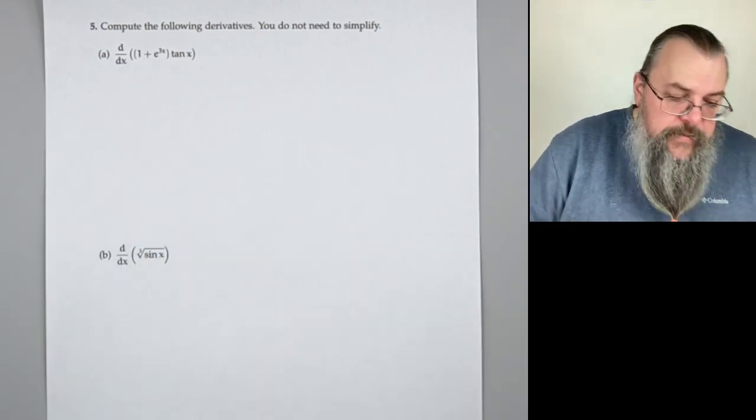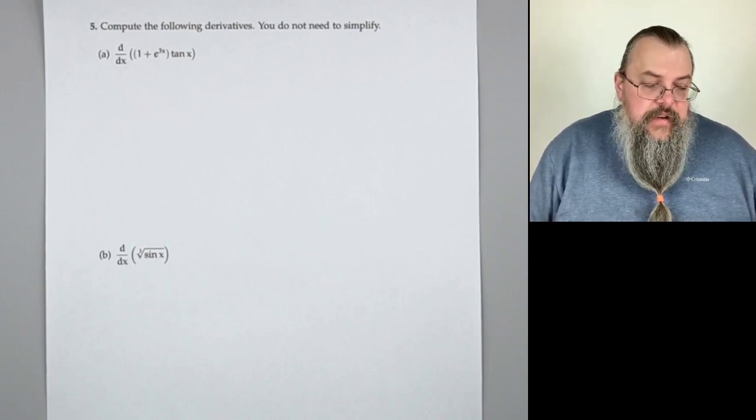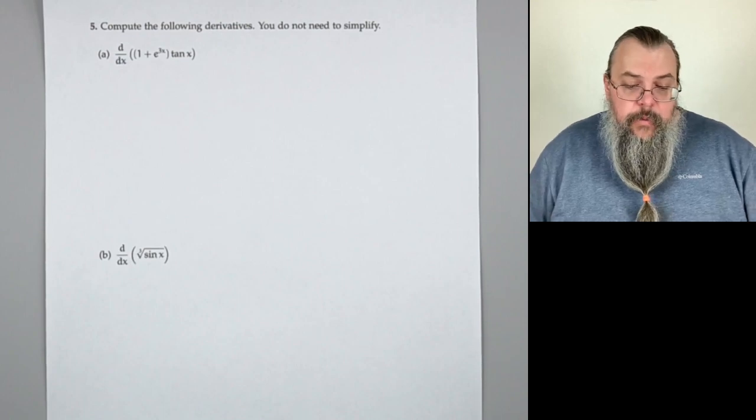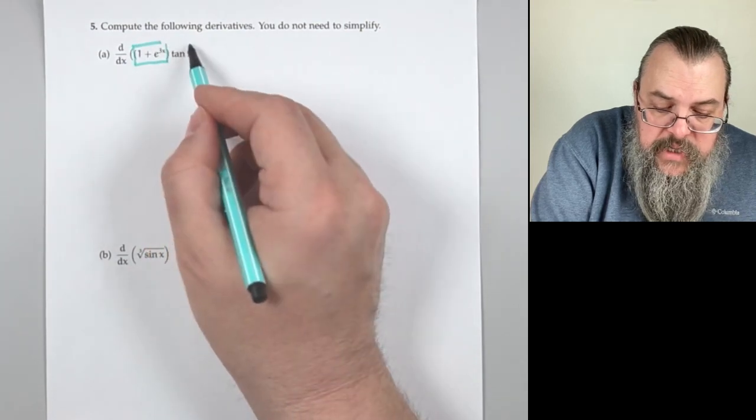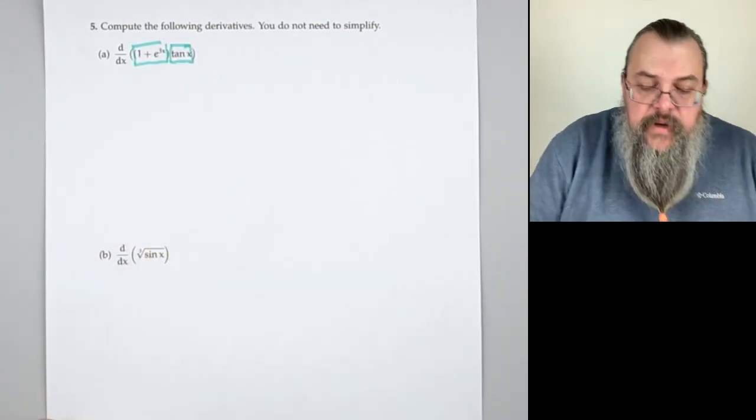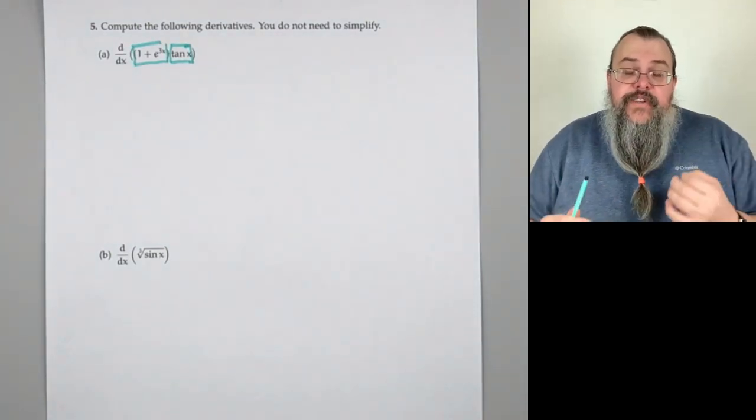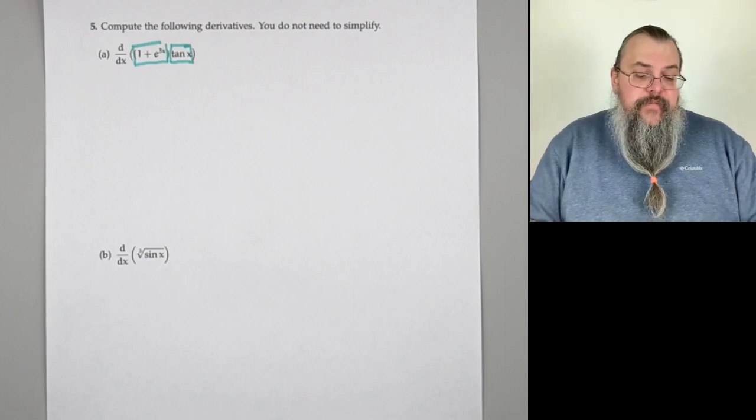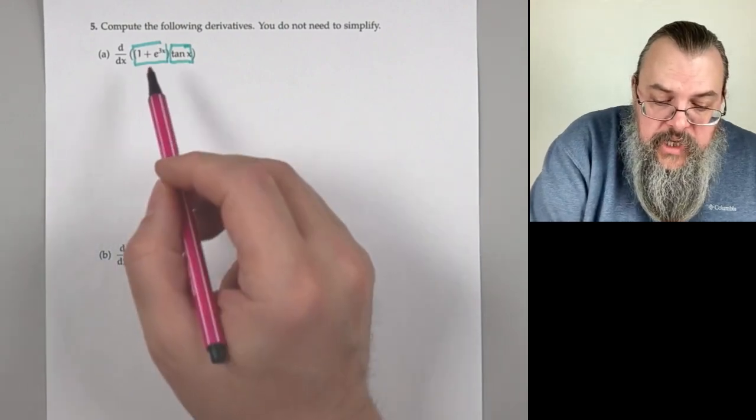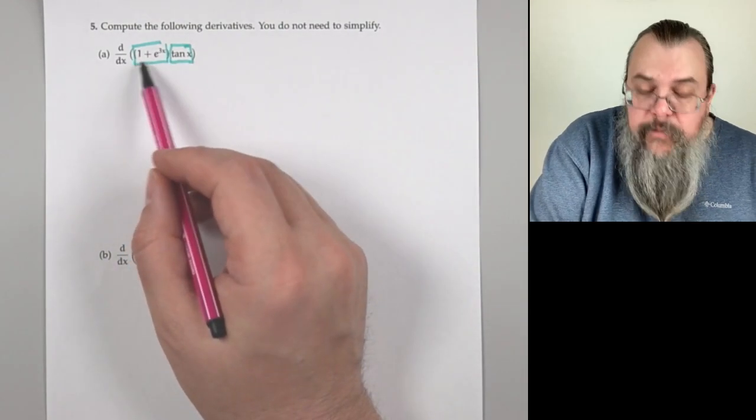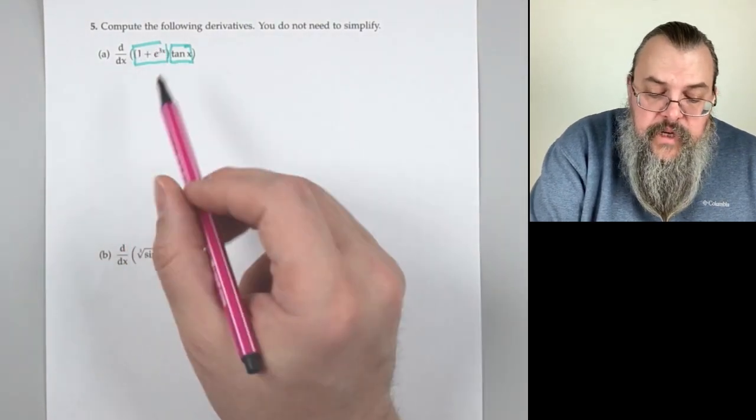So let's look at the first one, part A, the derivative of 1 plus e to the 3x times tangent of x. Now, when I'm looking at this problem, I see that really I have two parts, and they're being multiplied together. So there's the 1 plus e to the 3x multiplied by the tangent of x. That's signaling product rule. So product rule says, take the derivative of the first, so the derivative of 1 plus e to the 3x, and then the derivative of 1 is 0, derivative of e to the 3x.